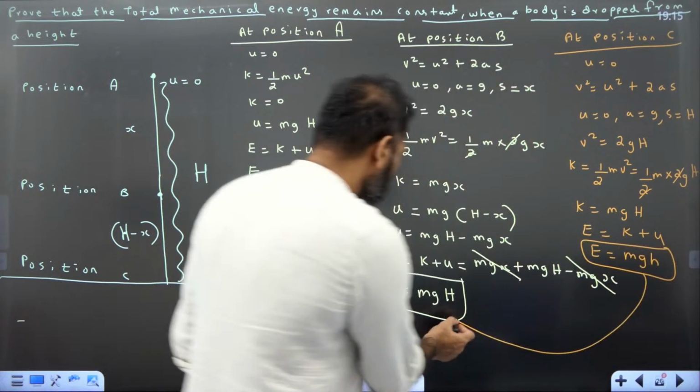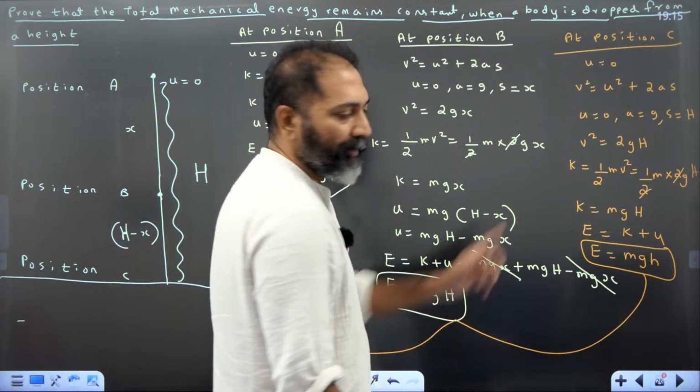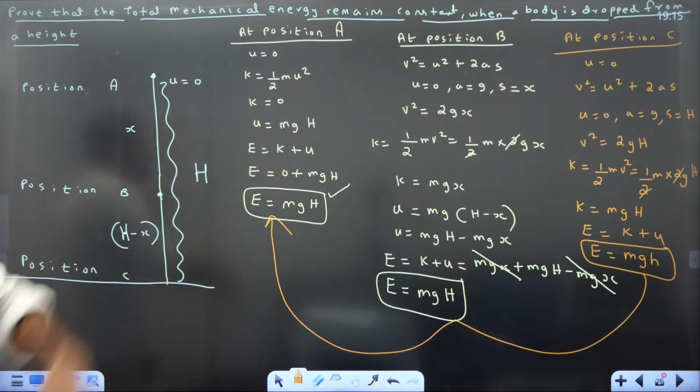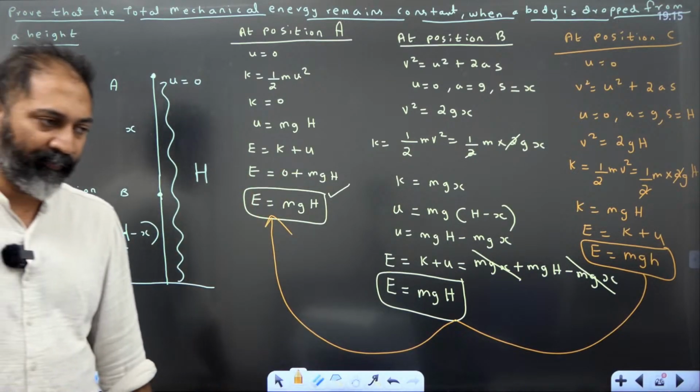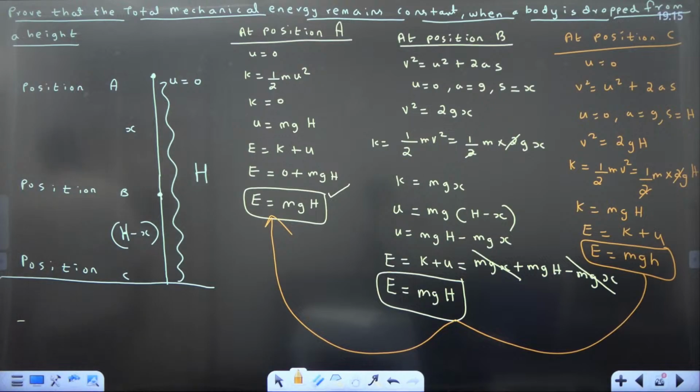So my understanding is what? At all three positions, total mechanical energy remains constant and its value is mgh. So when you drop a body from a height h, the total mechanical energy remains constant. When a body is dropped from a height, total mechanical energy remains constant. Any doubt?